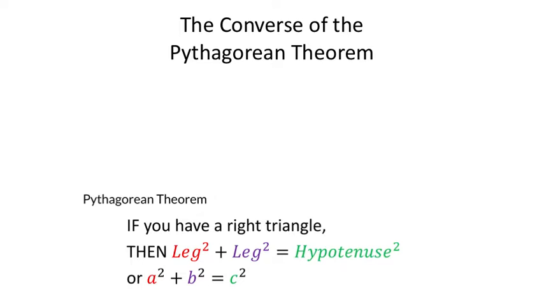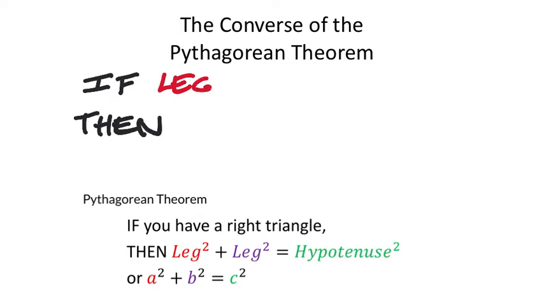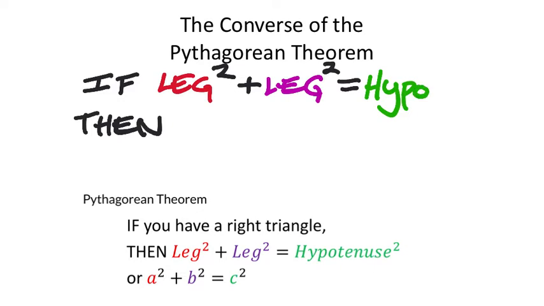Well, the converse is just going to switch the if and then statements. So it's still an if-then statement, still conditional. It's just backwards, right? If you found that a leg to the power of 2 and another leg to the power of 2, and you added those together, then as it turns out, you'd find it would equal the hypotenuse to the power of 2.